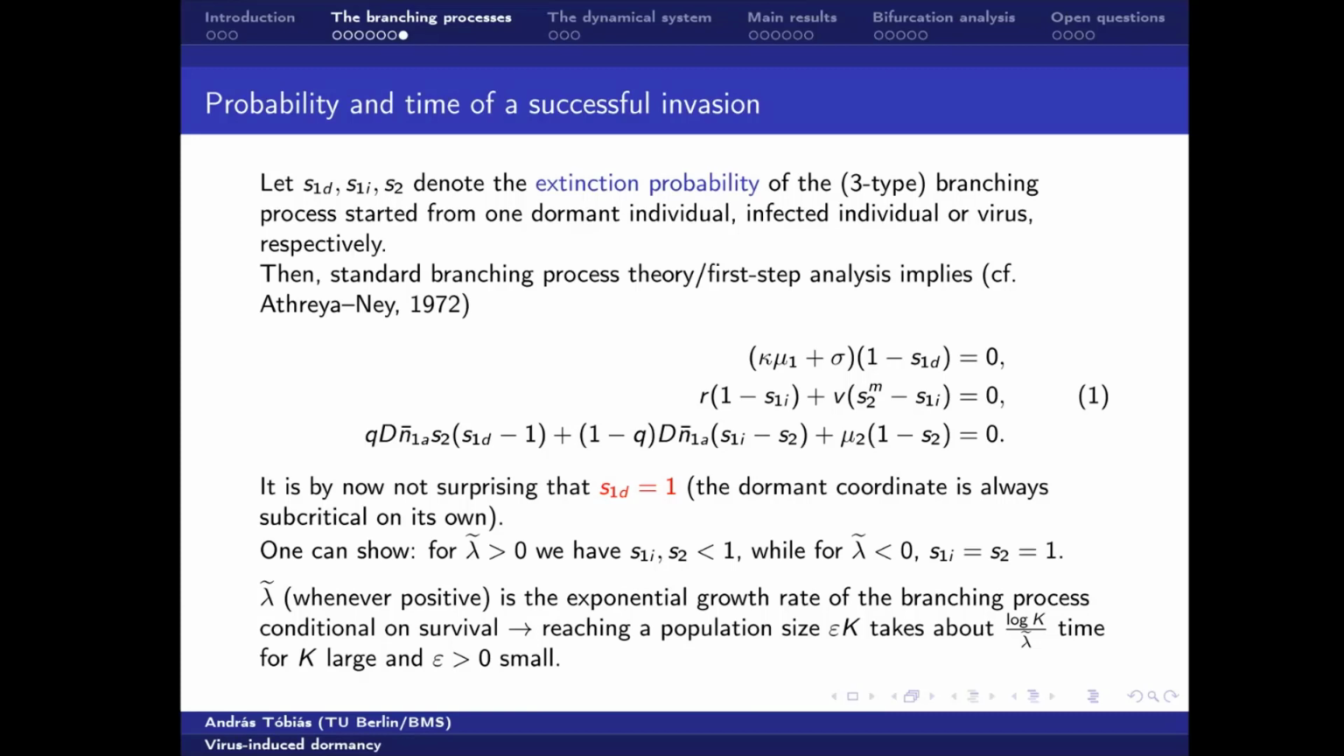And if lambda tilde is positive, then the exponential growth rate of the branching process, as Felix said yesterday, in a discrete time setting, is basically this lambda tilde, the Lyapunov exponent when it's positive. So also when it's negative, but now I talk about the case when it's positive. And reaching a population size epsilon times K takes of order log K divided by lambda tilde time. So this should be the time until big epidemic. Okay, so this is what we can learn from the branching process.